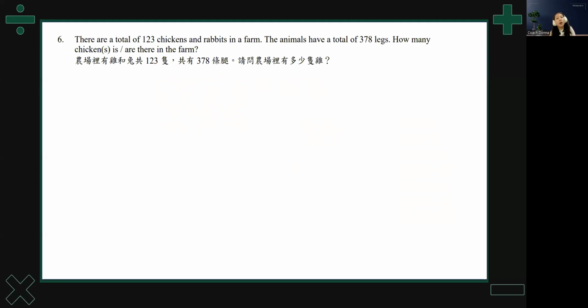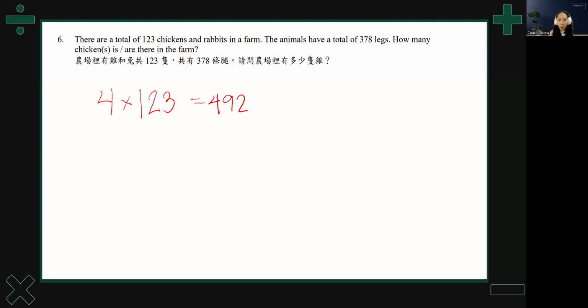So there are a total of 123 chickens and rabbits in a farm. The animals have a total of 378 legs. How many chickens are there in the farm? So what we're going to do here is let's assume that the 123 are all rabbits. So let's multiply that by 4. If you multiply 123 by 4, you'll get 492.